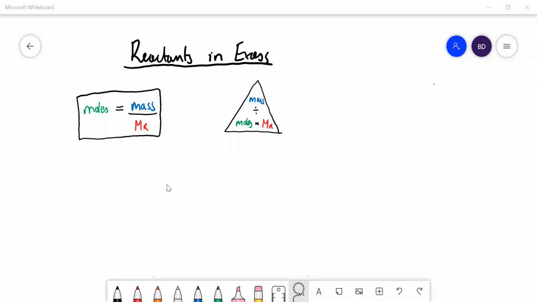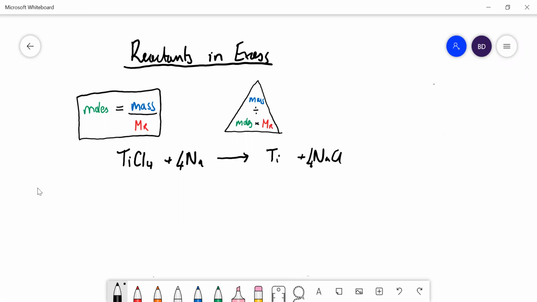Okay, so we're going to come to this idea of reactants in excess. So this follows on from our reacting mass equations. If we think of this reaction here, which is used in the extraction of titanium, so how titanium is made industrially, you get titanium chloride and you react it with sodium. You get a displacement reaction, giving titanium metal and sodium chloride. To balance that, we need to put a 4 there and a 4 there.